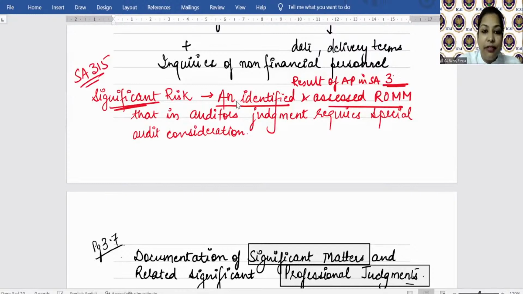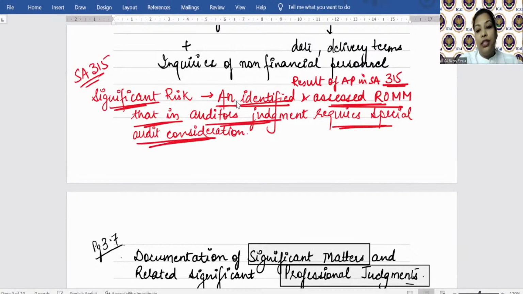So SA 315, है ना? An identified and assessed risk of material misstatement that in auditor's judgment requires special audit consideration, है ना? So Pranav, अरे वाह, a number of you have answered it correctly.